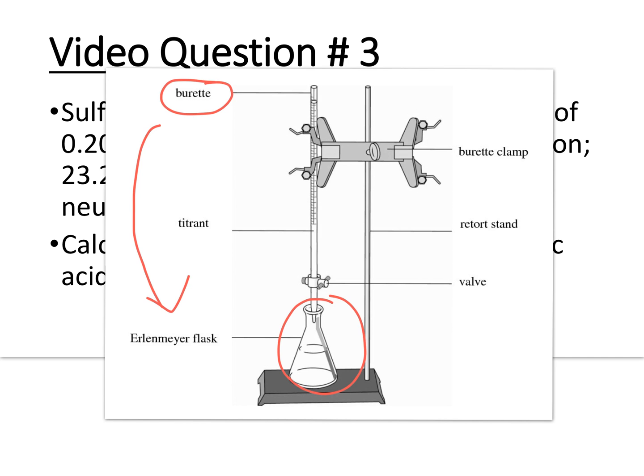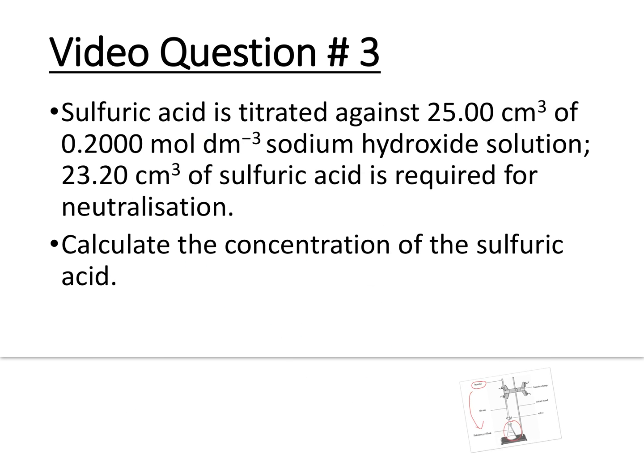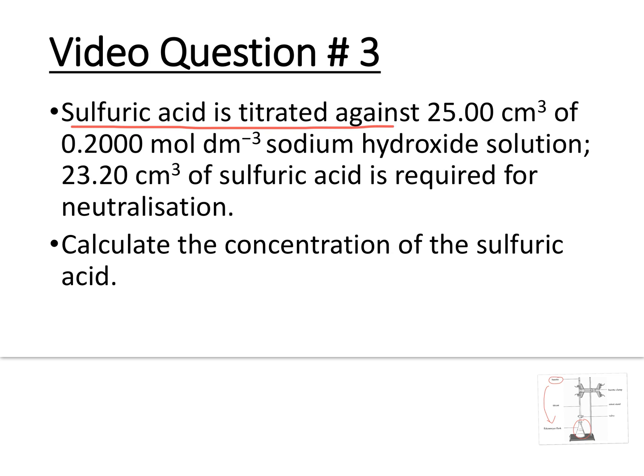This is a summary of titration. Let's turn back to the question. Sulfuric acid is titrated against 25 cubic centimeter of 0.2 mole per cubic decimeter sodium hydroxide solution. 23.20 cubic centimeter of sulfuric acid is required for neutralization. The question: calculate the concentration of sulfuric acid.